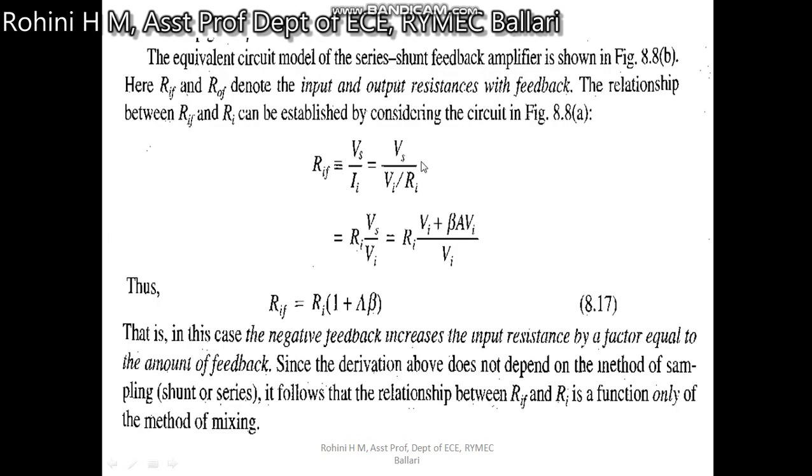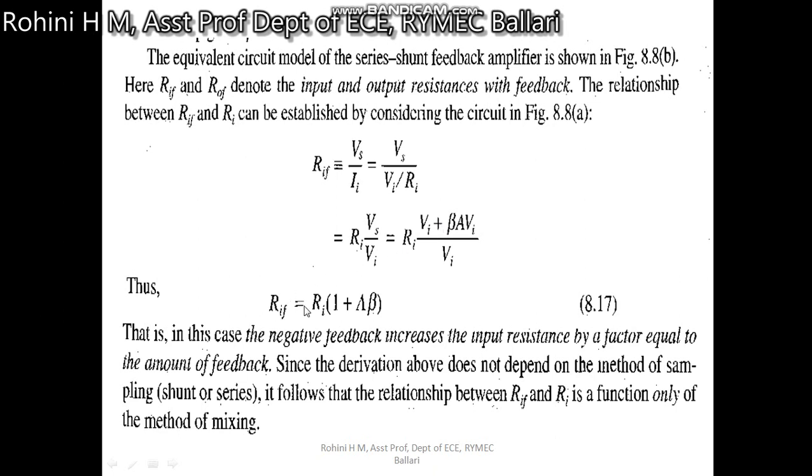Okay, Vs by Ii. And what is Ii? Input voltage Vi divided by input resistance Ri. Okay, so then this denominator is taken at the numerator. And what is Vs? Vs is equal to Vi plus A beta into Vi. So that is the source, the voltage we applied near the source terminal, is 1 plus A beta into input. Okay, so that is the thing we are writing.